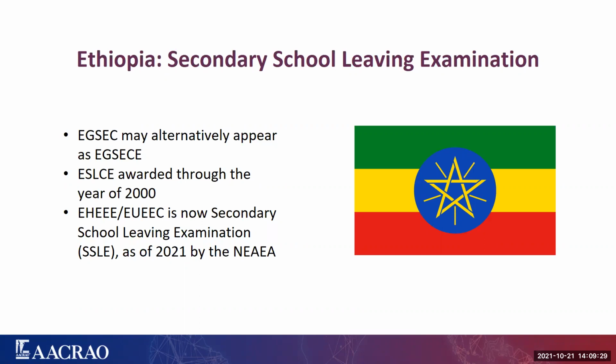First of all, in making the determination of this new credential, which is actually the third bullet you see there, the SSLE, the Secondary School Leaving Exam, I noticed that there were some other things that could be helpful if we adjusted those slightly. For example, the first bullet, the Ethiopian General Secondary Education Certificate, may also appear in acronym form on some documentation as the EGSECE, that additional E standing for examination.